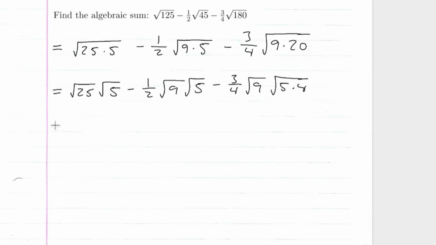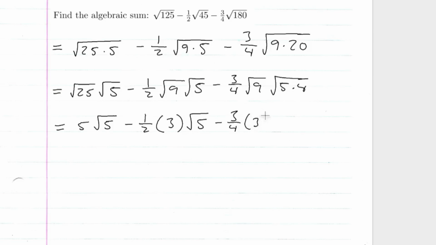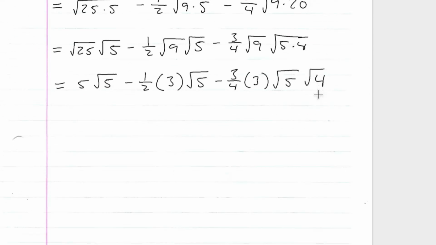Okay, so here, I know the square root of 25 is 5, so I'll have 5 square roots of 5, minus 1 half, and then the square root of 9 is 3, and then minus 3/4, the square root of 9 is 3, and then I can rewrite this as the square root of 5 times the square root of 4, and notice 4 is another perfect square, right?